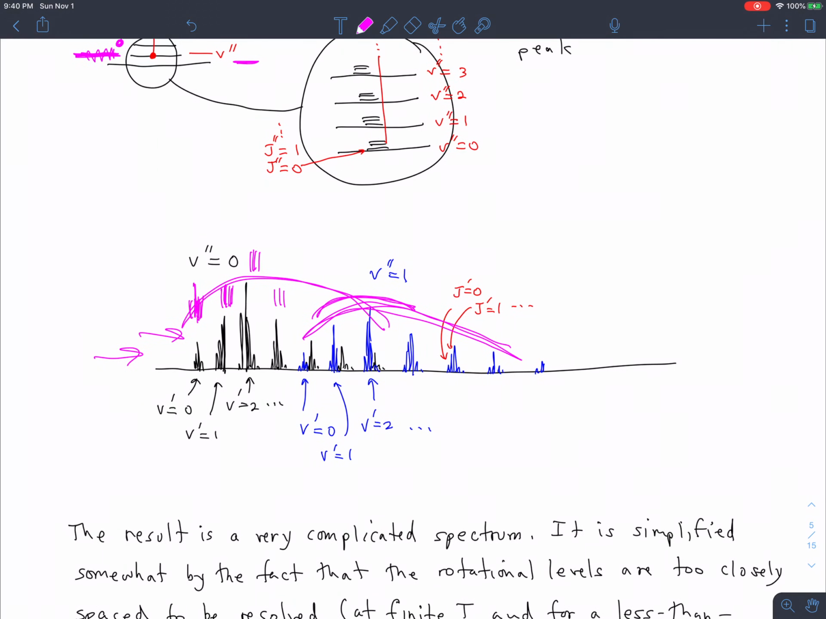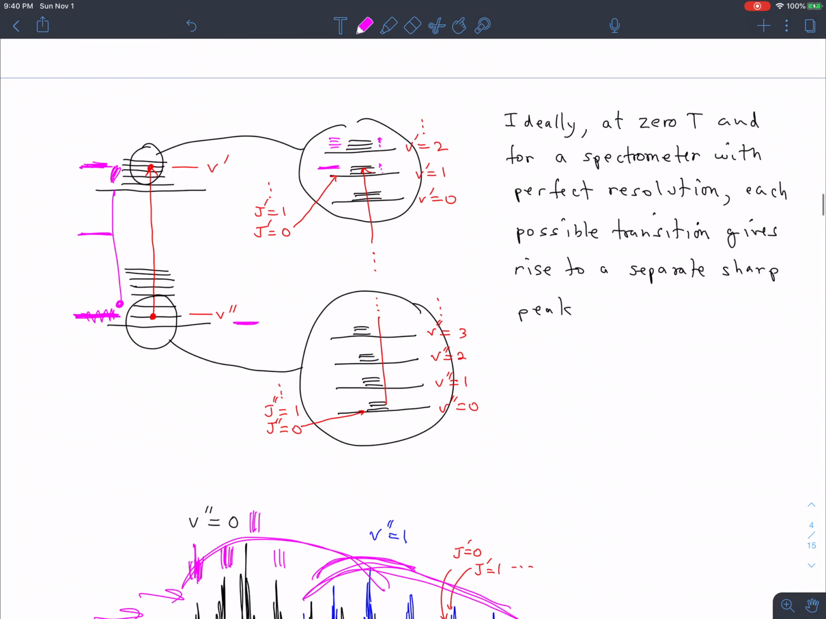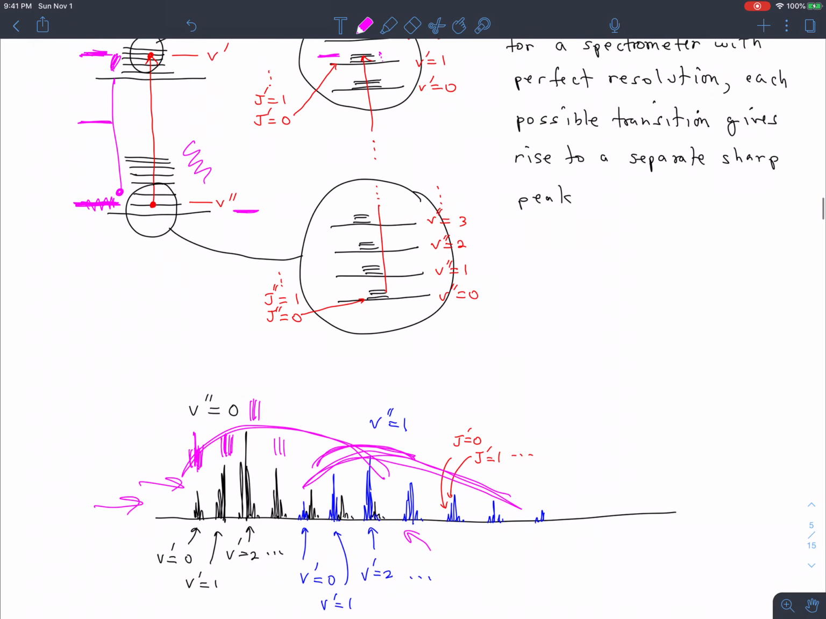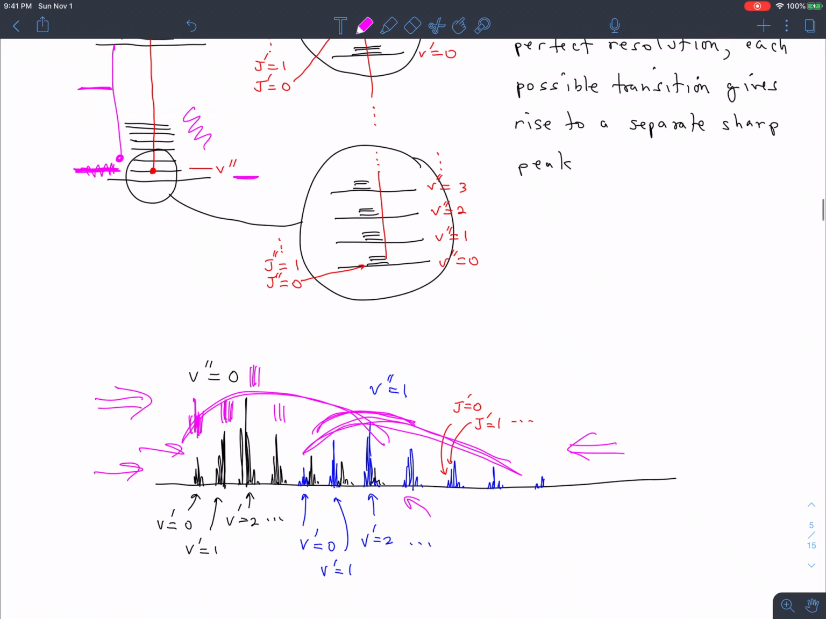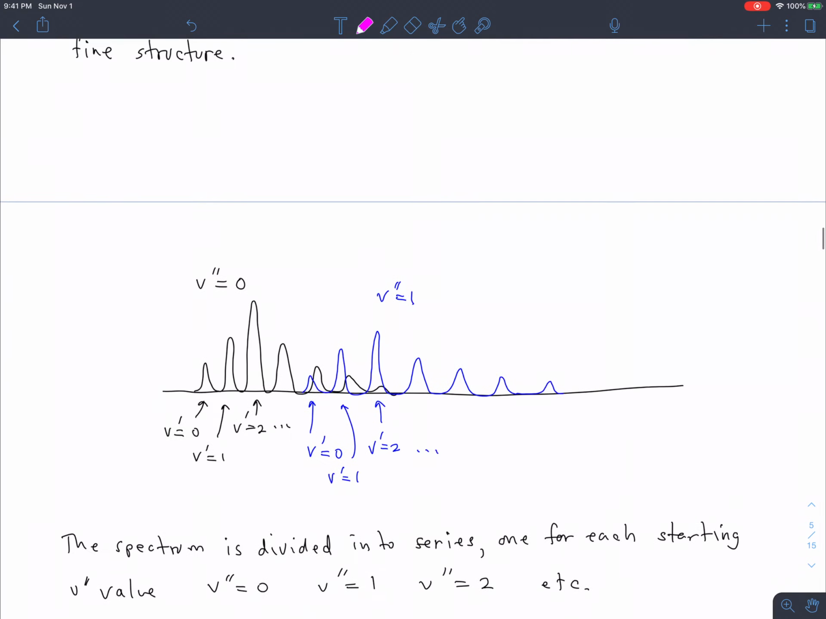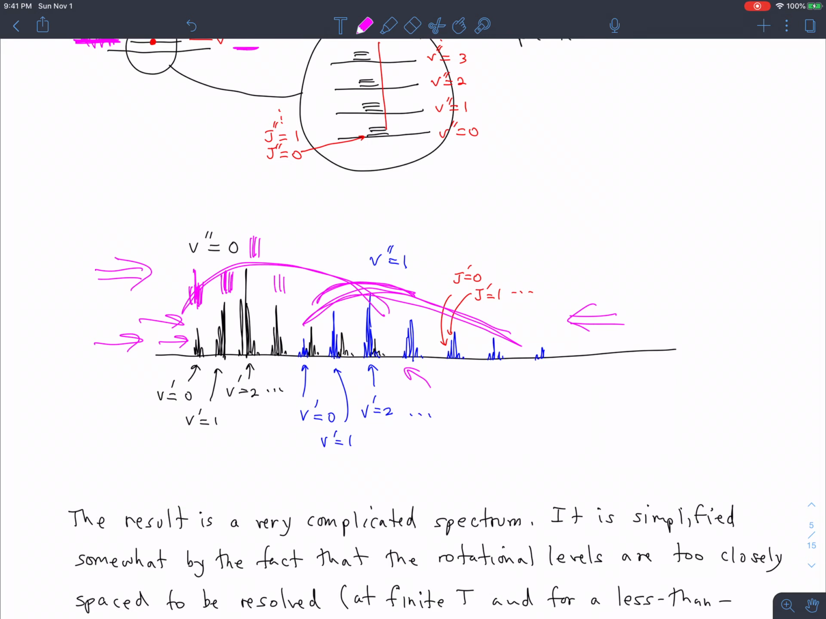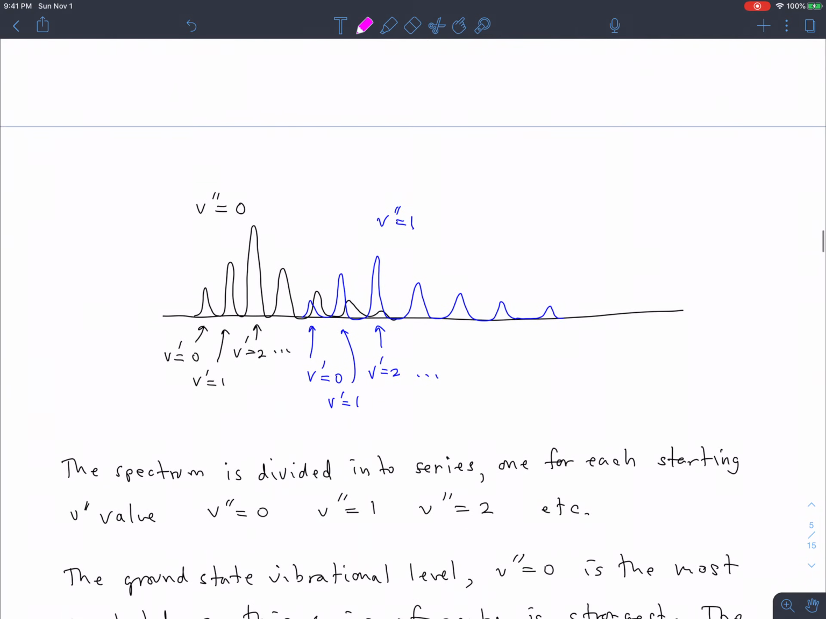So the black set and the blue set, they kind of overlap with each other, but they correspond to different types of transitions. So what we're going to be doing is trying to understand. We're going to get a spectrum that's going to look something like this, not quite as complicated as this. Actually, let me say something about that. Because we can't see the rotational fine structure on here, we're going to get something that looks more like this. The rotational fine structure gets averaged or smoothed out, and you get a spectrum that looks like this.